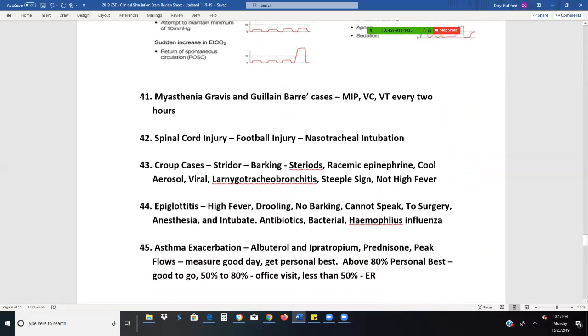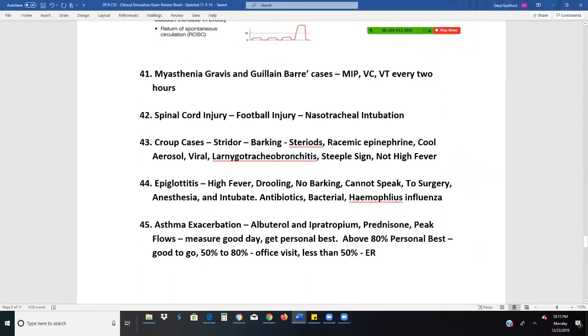Myasthenia gravis and Guillain-Barré, check those things every 2 hours. I think I forgot to mention that earlier. Nasotracheal intubation for a football injury. Croup cases: racemic epinephrine and cool aerosol, viral, it's the steeple sign. You do not have a high fever. Oh, and just making sure you know that laryngotracheobronchitis is the official name for croup.